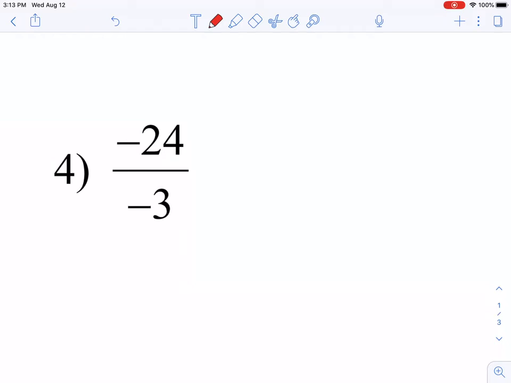And then -24 divided by -3. This is a negative and a negative. So my signs are the same. It means my answer is going to be positive. So 24 divided by 3 will give us 8.